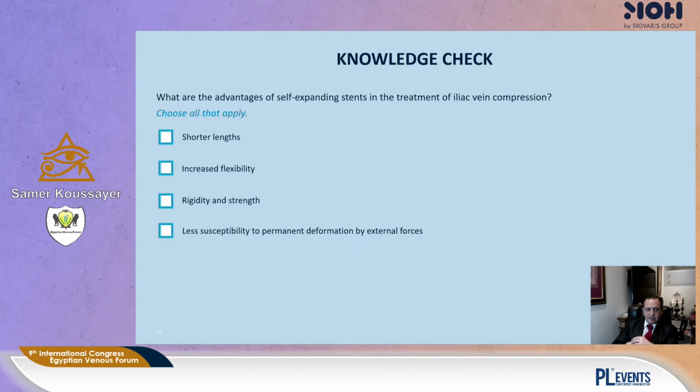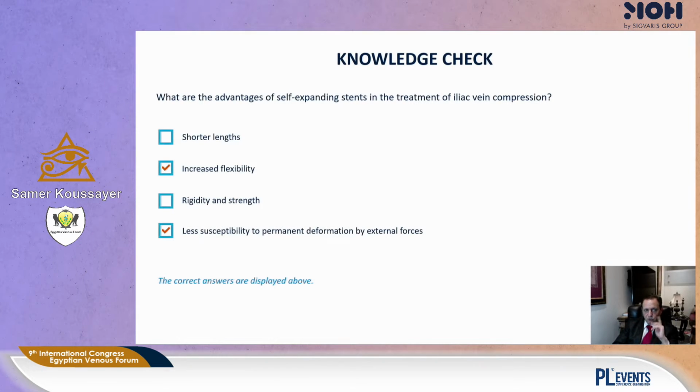Less susceptibility to permanent deformity by external forces? Yes. So the flexible one is longer, has increased flexibility, and is less susceptible to permanent deformity by external forces. Whereas stainless steel is deformed permanently by external forces, is more rigid, less flexible, and shorter. So the answer would be B and D.